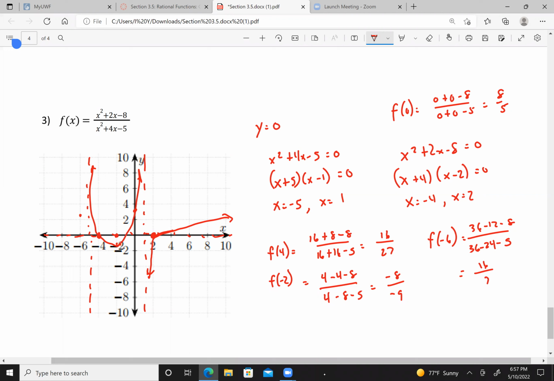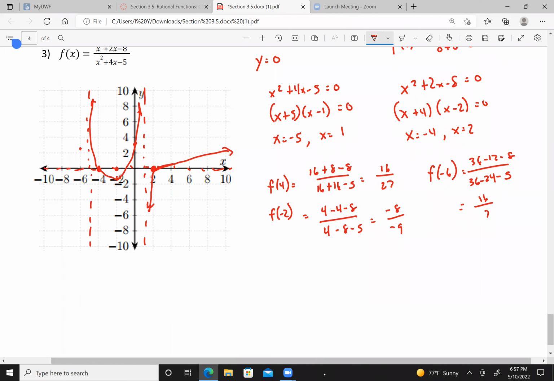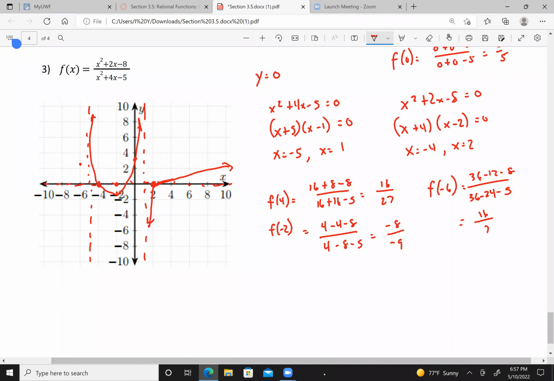And then let's look at -8. f of -8 equals 64 minus 16 minus 8 over 64 minus 32 minus 5. So this would be 40 over 27, which is a little less than 2. So we're looking at something like this.